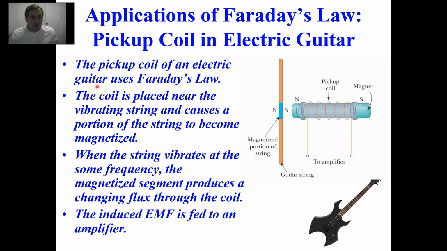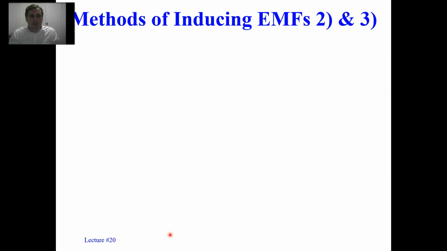So that pickup coil uses an electric guitar as part of Faraday's law. The coil is placed near that vibrating string, and that portion of the string becomes magnetized. When the string vibrates at some frequency, the magnetized segment produces a changing flux through the coil, and the induced EMF is fed into an amplifier. And that is interpreted as an electronic music note. Okay, so this is a nice application.